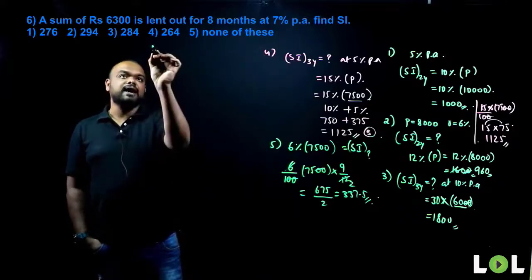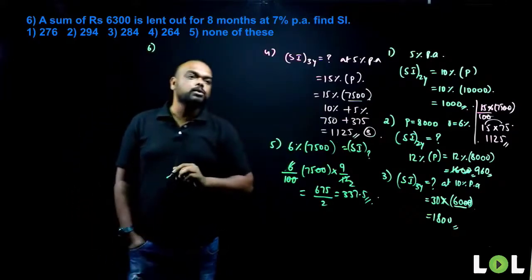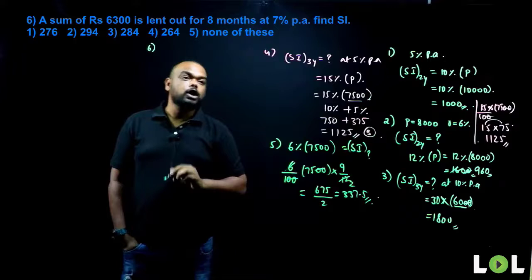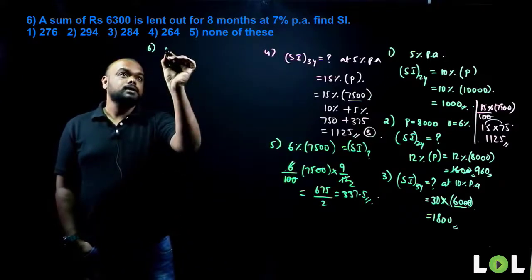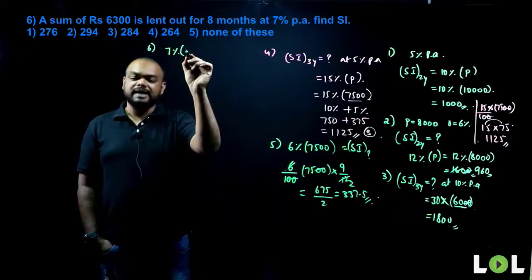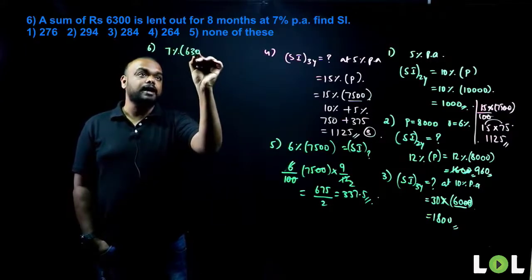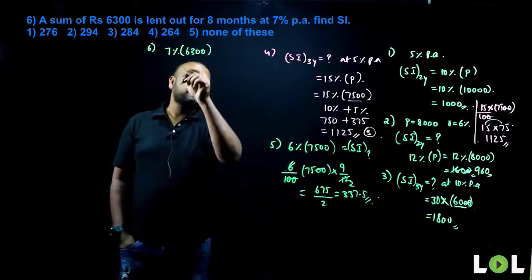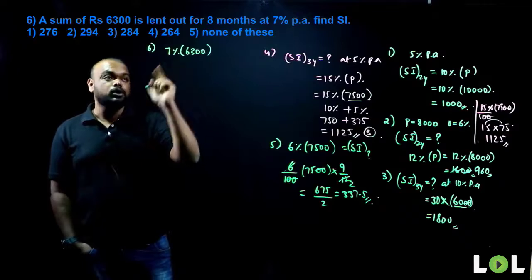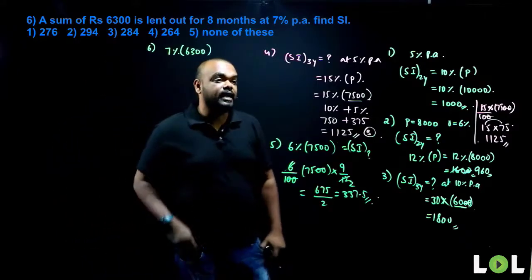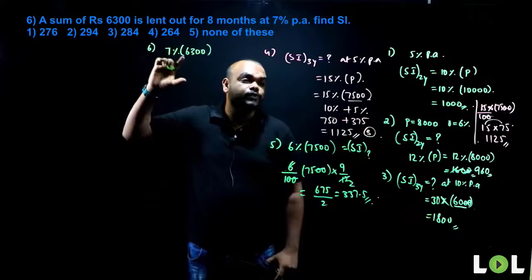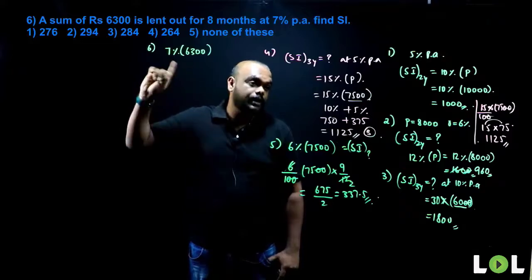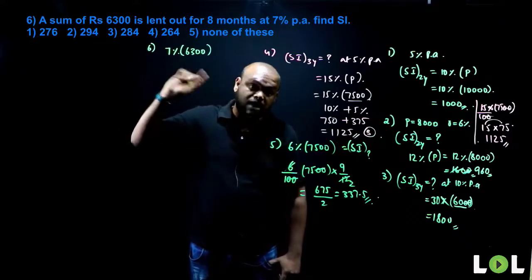See, sixth one, what do we have? A sum of rupees 6,000 is lent out for 8 months at 7% per annum. Look, first, forget about the 8 months. 7% of 6,000. Now you tell me, if I calculate this, it gives me interest for what time? 7% of 6,000, if I calculate this, it is for 1 year, right? You should have that clarity.